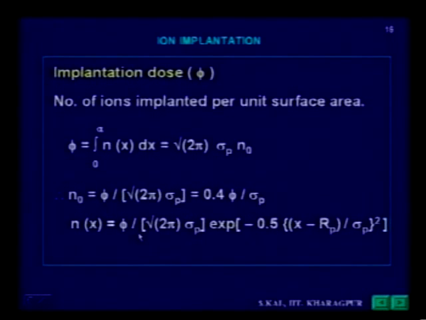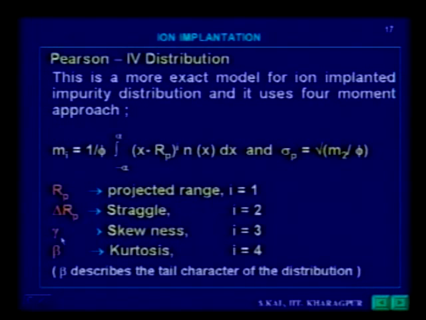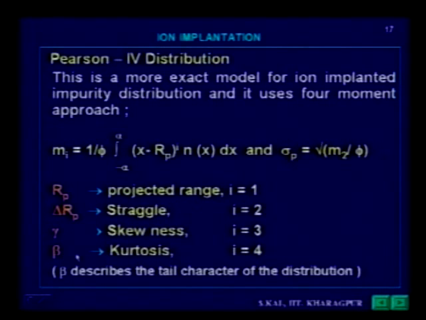So now, as I just mentioned, the projected range and sigma p, meaning straggle, although these two are very important parameters in deciding the profile, they are not sufficient. So another two parameters have been considered in the modified model, and that modified model is known as Pearson 4 distribution. Now let us see the Pearson 4 distribution. It is based on four moments, and sometimes it is also known as the four moment method. In this method you will see these moments are Rp, delta Rp, gamma, and beta, that is skewness and kurtosis.